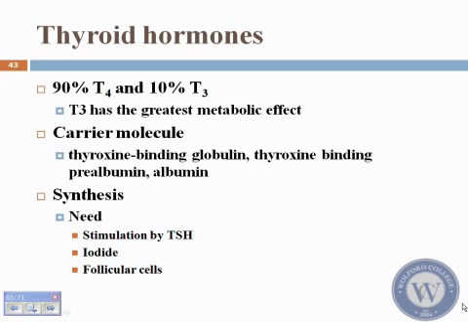Carrier molecule: you have a thyroxine binding globulin, thyroxine binding prealbumin or albumin. It's a lipid-soluble agent, so it has to have a protein carrier. Synthesis needs to be stimulated by thyroid-stimulating hormone. It also needs iodide. If it doesn't have enough iodide present, then it can't produce T4 and T3, and you also need healthy follicular cells.